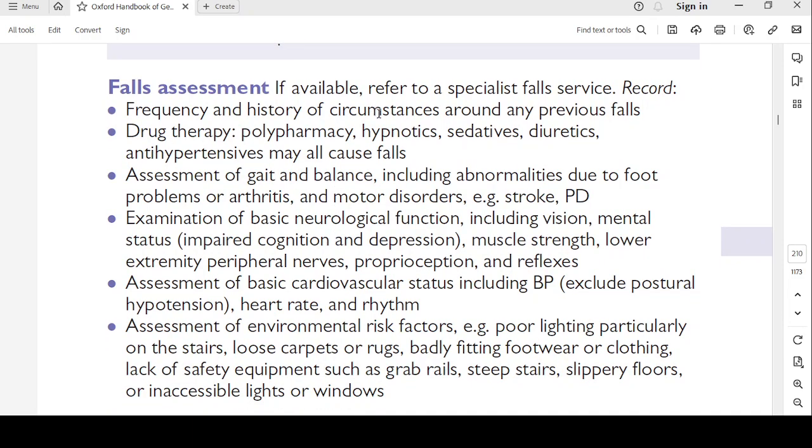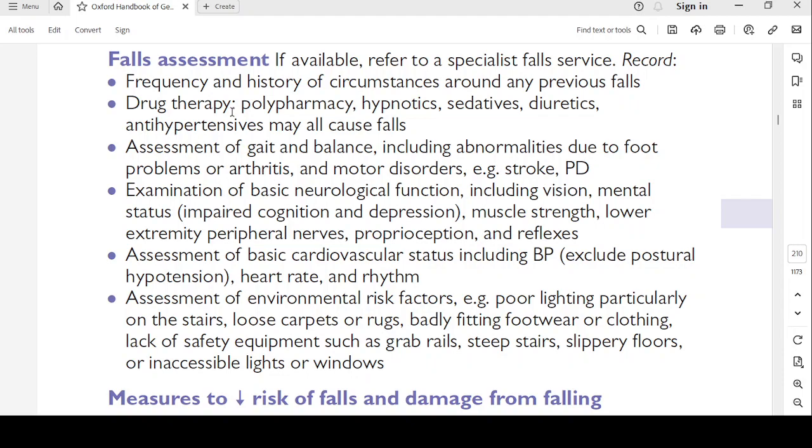Record the frequency and history of circumstances around any previous falls. Drug therapy like polypharmacy, hypnotics, sedatives, diuretics, antihypertensives may all cause falls. Assessment of gait and balance, including abnormalities due to foot problems or arthritis and motor disorders, for example stroke or Parkinson's disease. Examination of basic neurological function including vision, mental status, impaired cognition and depression, muscle strength, lower extremity peripheral nerves, proprioception and reflexes. Assessment of basic cardiovascular status including BP, exclude postural hypotension, heart rate and rhythm.